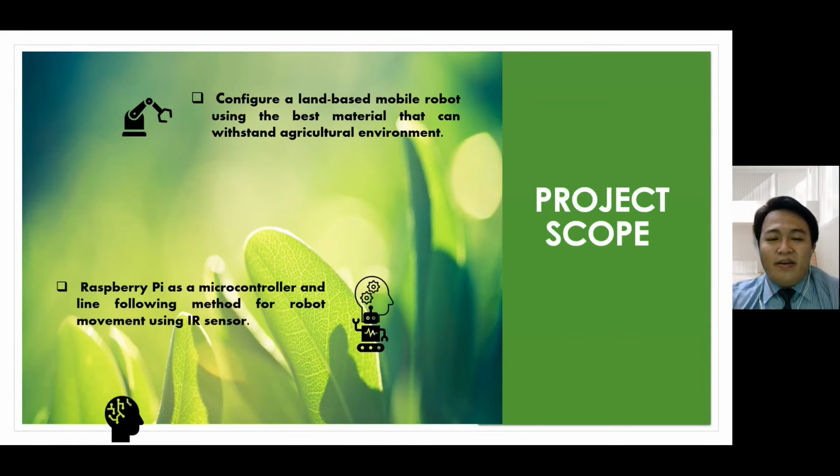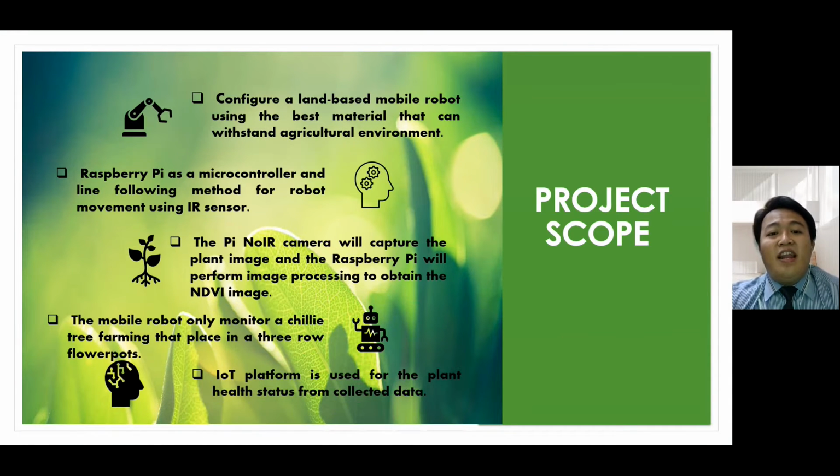For the project scope of my mobile robot, first, to configure a land-based mobile robot using the best material that can withstand the agricultural environment. Secondly, Raspberry Pi as a microcontroller and a line following method for robot movement using IR sensors. Thirdly, the Pi NoIR camera will capture the plant image and the Raspberry Pi will perform image processing to obtain the NDVI image. Fourthly, the mobile robot only monitors chili tree farming placed in a 3-row flower pot.